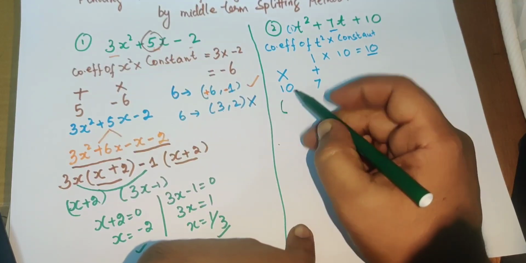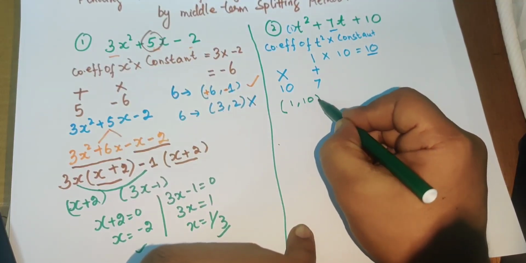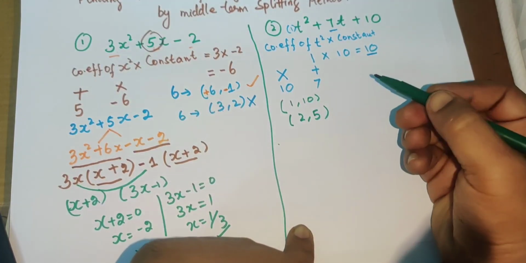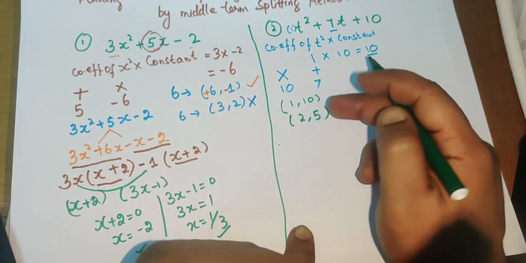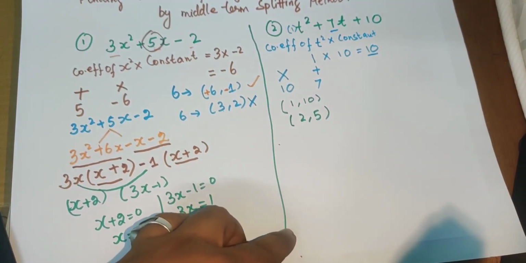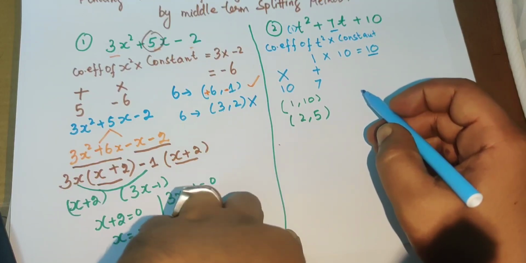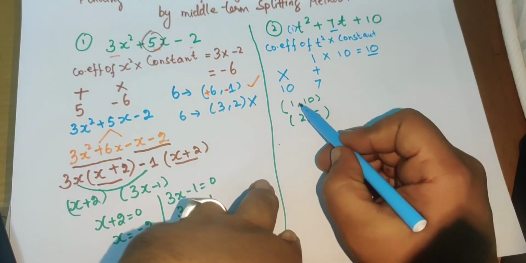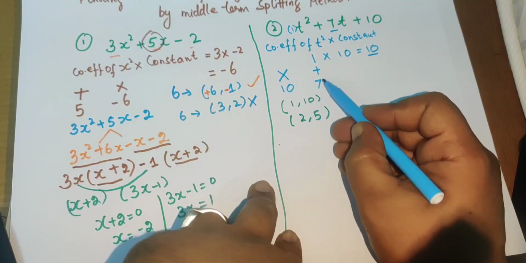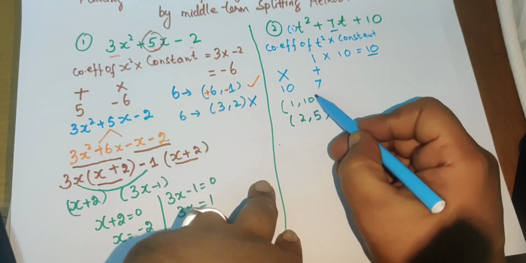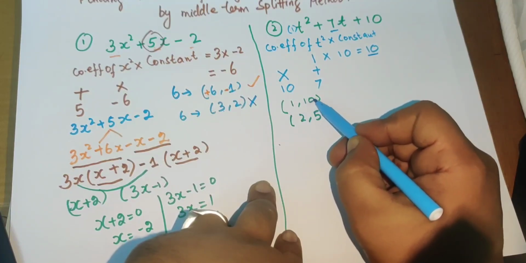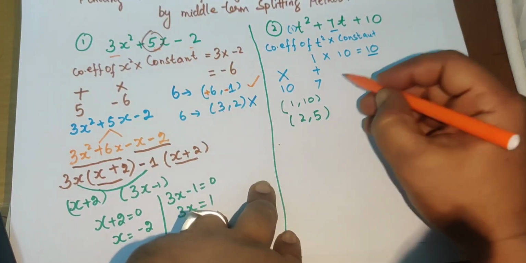Here only we are going to be splitting the factors. So what are the factors of 10? 1 and 10, and then 2 and 5, and then 5 and 2, which come in reverse order. So 1 and 10, and 2 and 5 are the pairs of 10 that we have to check. For example, 1 plus 10 becomes 11, but we need 7 when we add the two numbers. So this is not a correct pair.